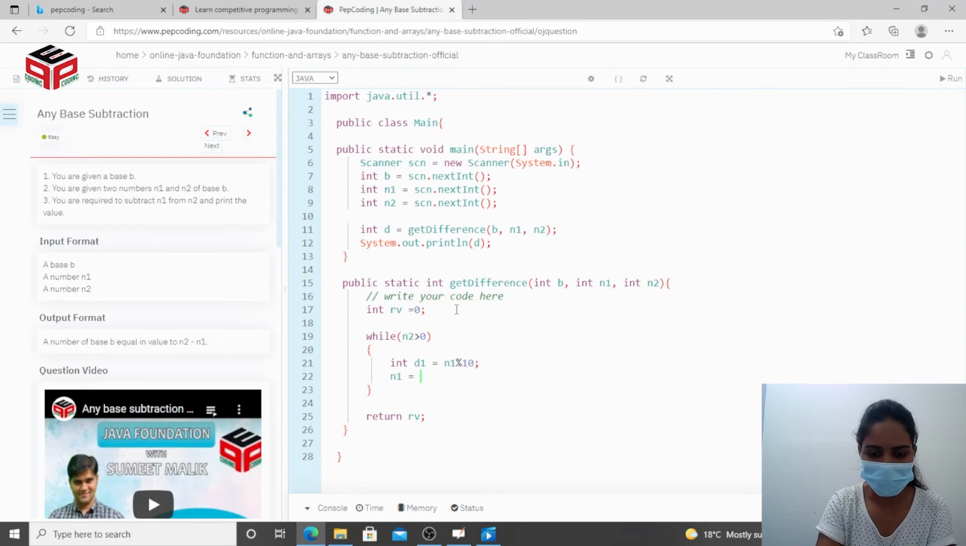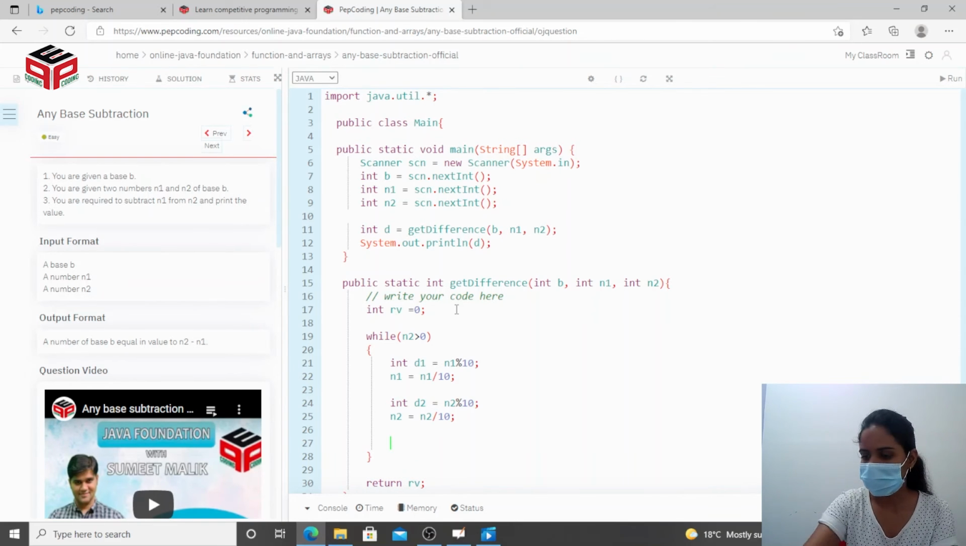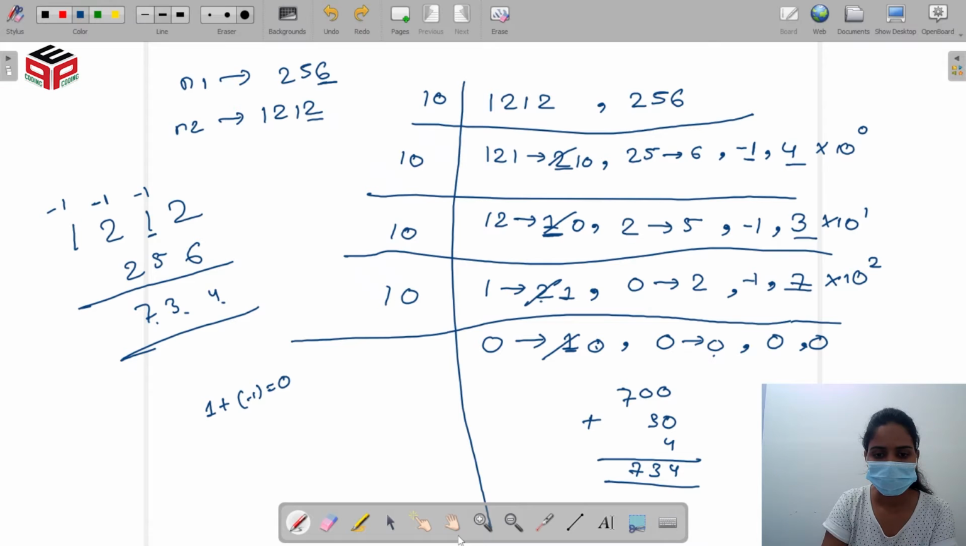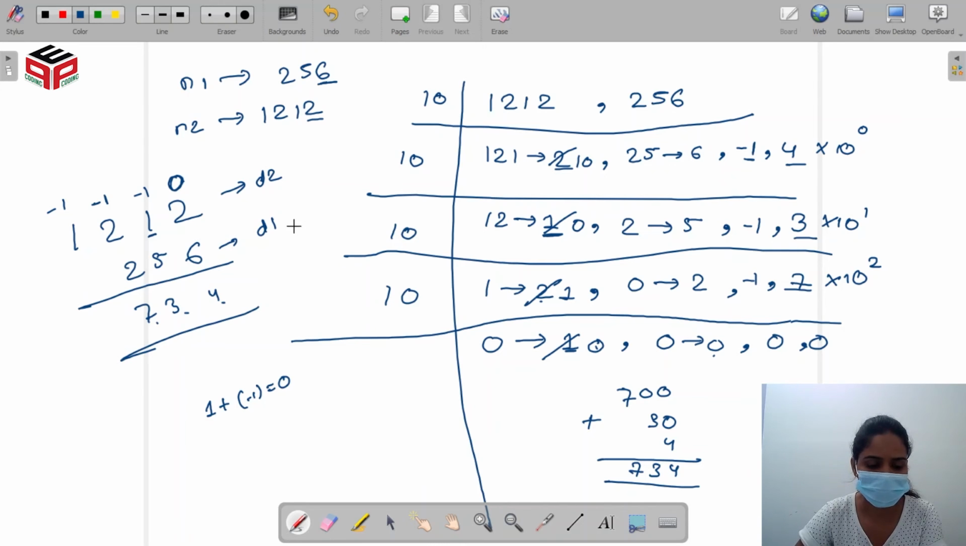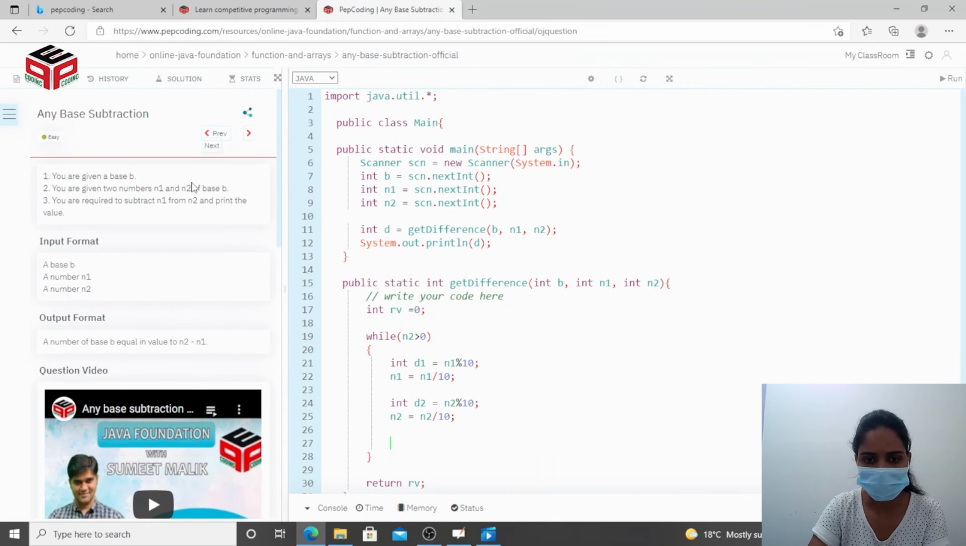Reducing our number N1. Extract the digit D2 from N2. N2 becomes N2 divided by 10 because we are reducing our N2 as well. And initially I don't have any carry. There will be a carry of 0, as every time I have to add our carry in the D2. This is our D2, and this is D1. So every time I have to add our carry in D2. Fine. So initially the carry is 0. So let me declare a carry variable, int c equals 0.